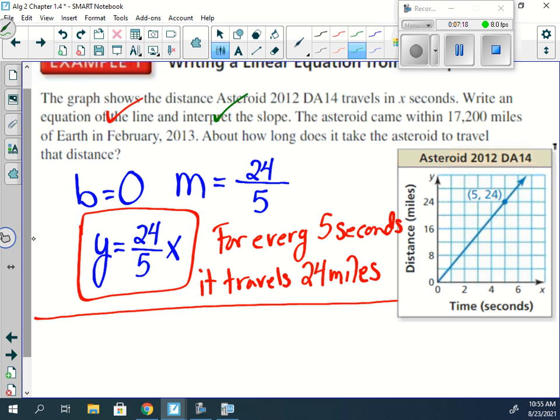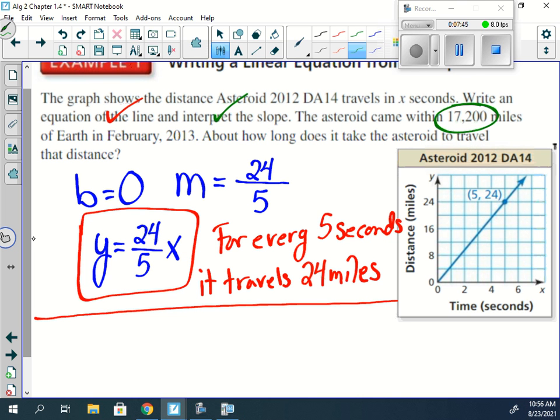Did those two. Any questions on this so far before we start the next part? Okay, it tells us the asteroid came within 17,200 miles of Earth in February 2013. About how long does it take the asteroid to travel that distance? So how long does it take it to travel 17,200 miles? So that's what we want to know.